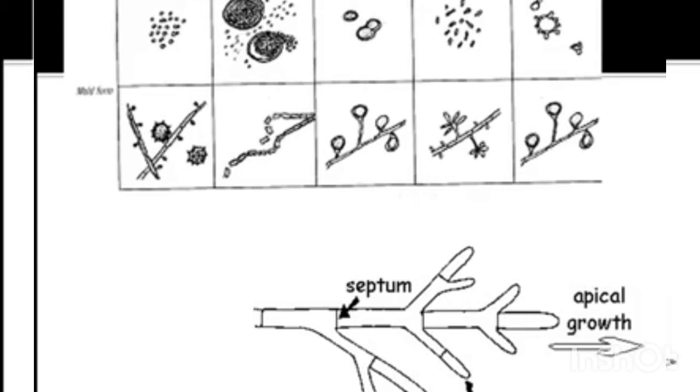Fungi can reproduce by either sexual reproduction by the help of sexual spores or asexual reproduction by the help of asexual spores. The sexual spores are zygospores, ascospores, and basidiospores. These fungi are called perfect fungi. Those fungi that do not form sexual spores are termed imperfect fungi. They reproduce by the help of asexual spores that are called conidia.